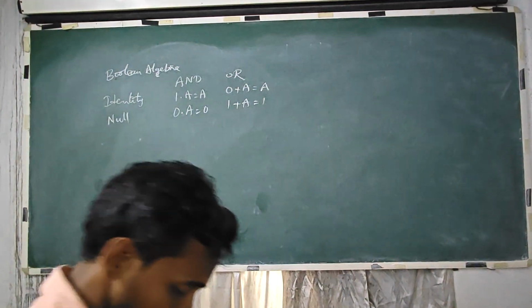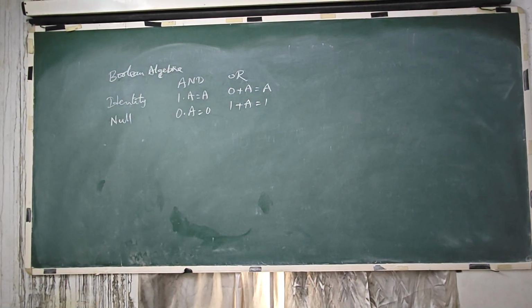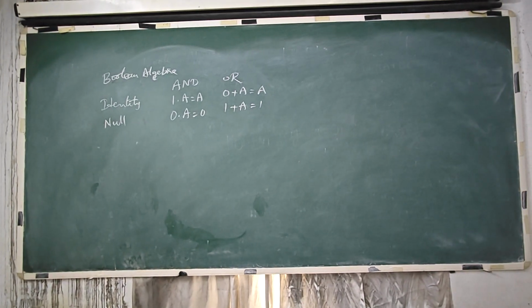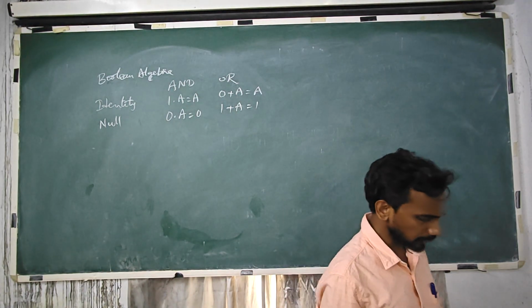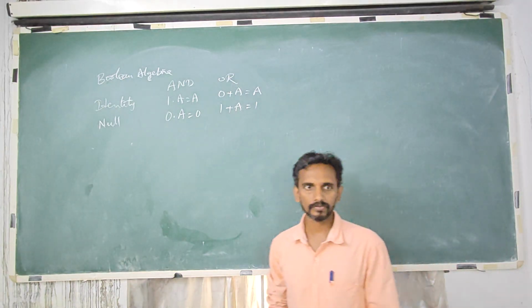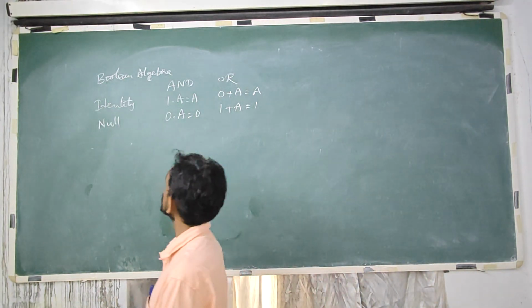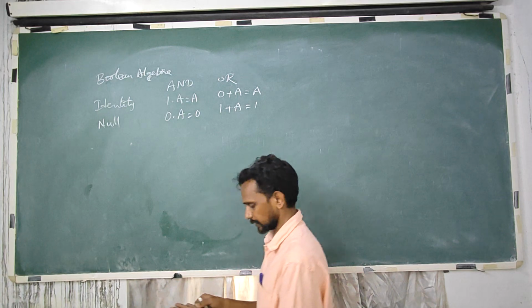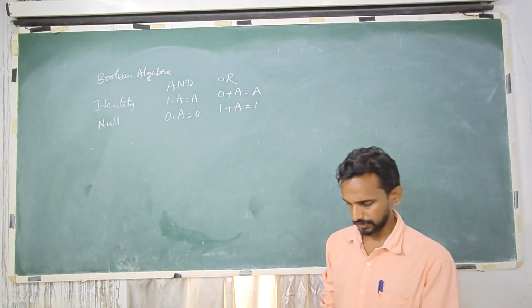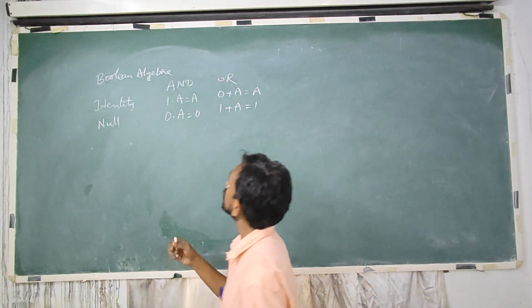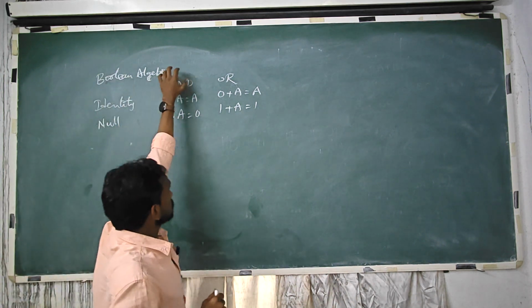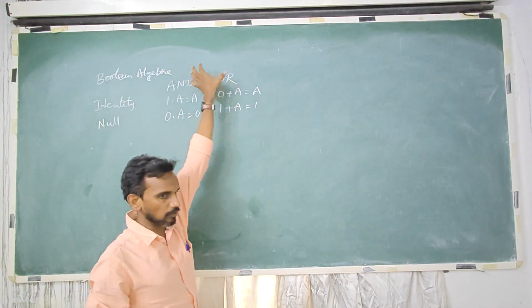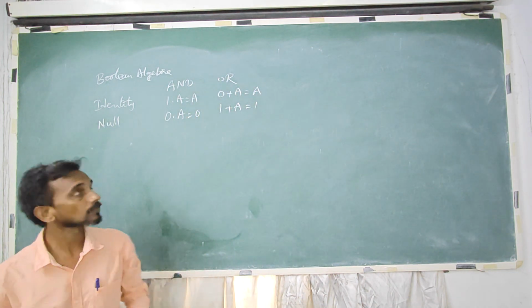Right. So this Boolean algebra. We'll be dealing with simplifying the Boolean expressions, the expressions that we find using logic gates. There are two types: one using AND operation, another using OR operation.